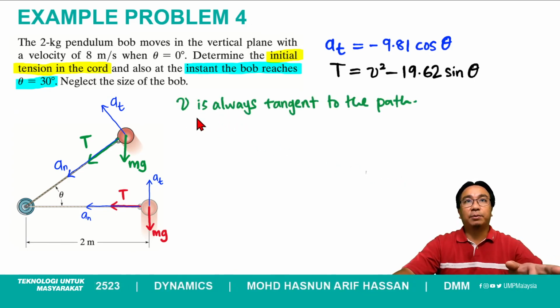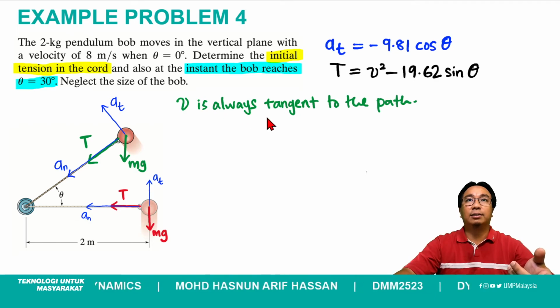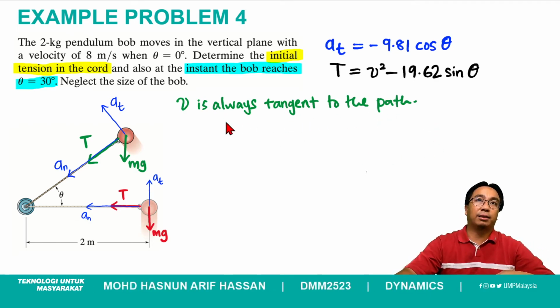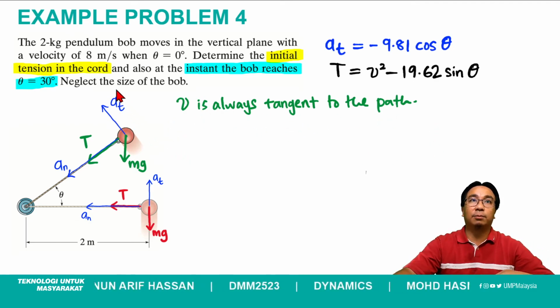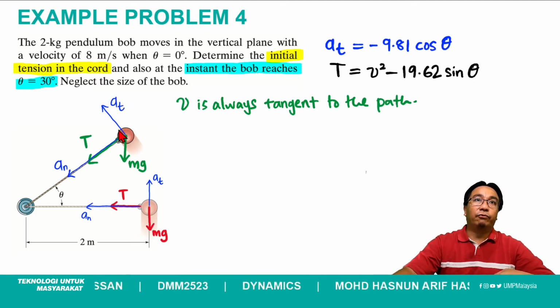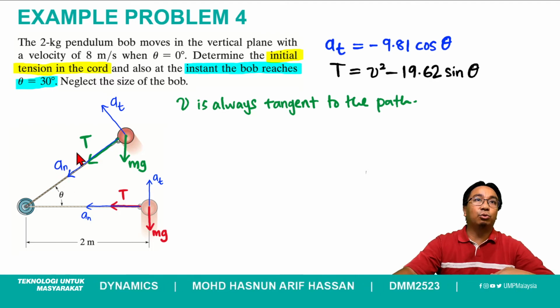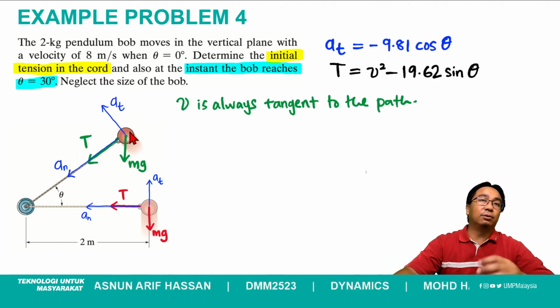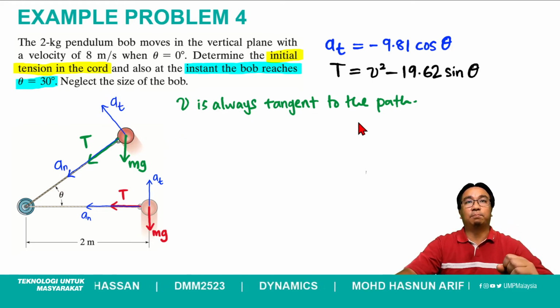Okay, from chapter 1, we know that V is always tangent to the path, meaning that V is only related to a_t. It is not related to a_n because a_n is not tangent to the path. a_t is the one that is tangent to the path.